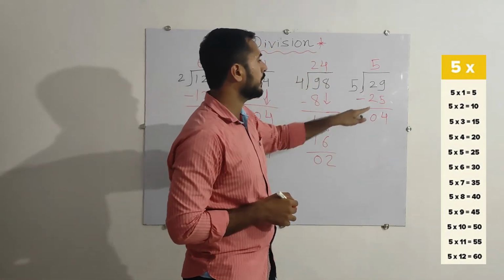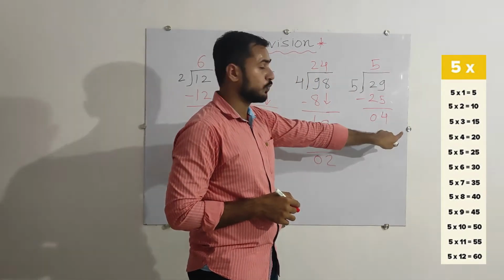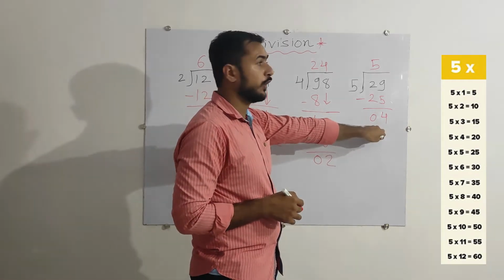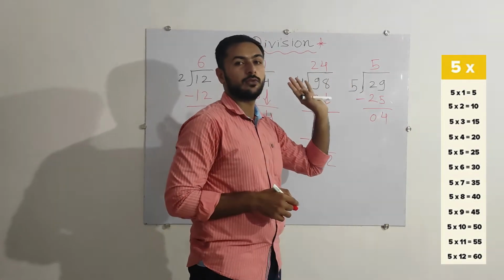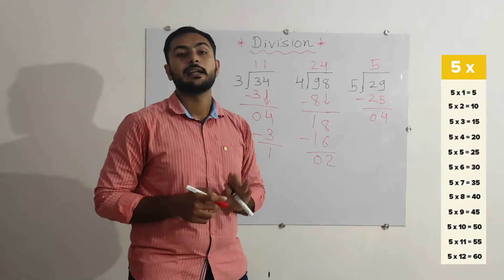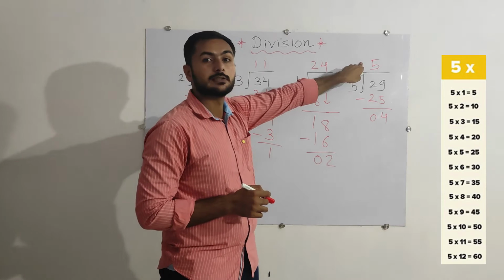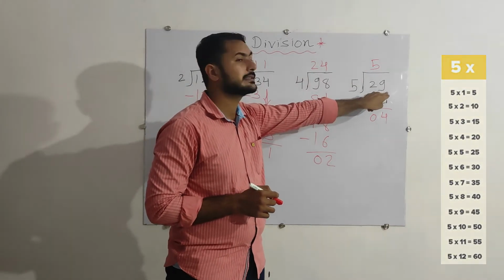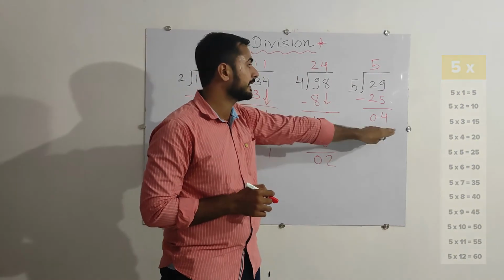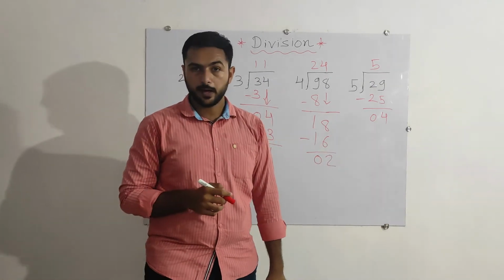Now we don't have a number in the dividend to bring downwards. So here is the 4. 4 is smaller than 5, smaller than the divisor. This is the divisor, this is the quotient, and this is the dividend. And here the last one, 4, that's the remainder.